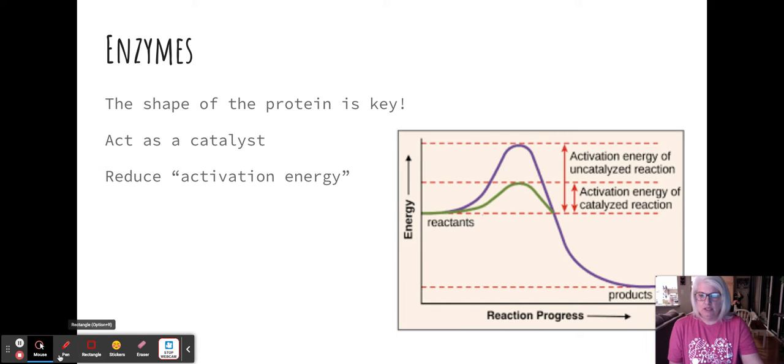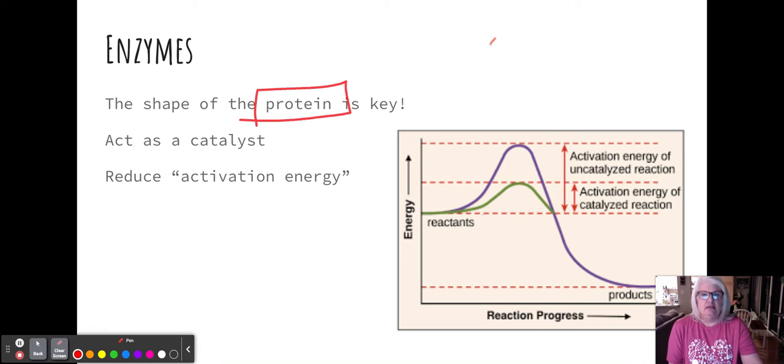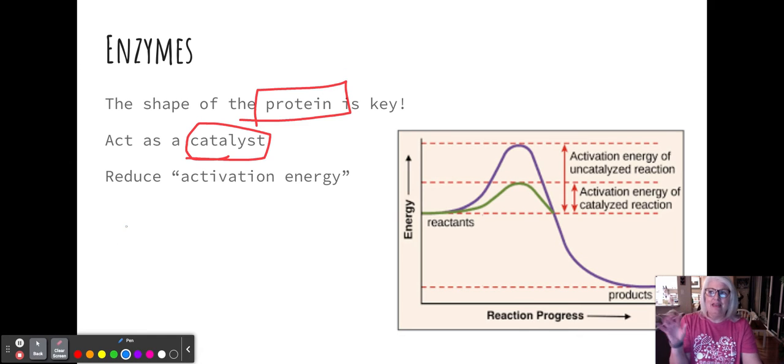So let's go. All right, first of all, the shape of the protein is key. If the enzyme, the protein, is not shaped properly, and if you remember from the last video, we talked about that three-dimensional shape, it's not going to function. So enzymes work as catalysts, and a lot of times people will say a catalyst speeds up a reaction, and that's a little bit of a misnomer or a misconception. What it actually does is it reduces the amount of energy that is required for the reaction to occur.